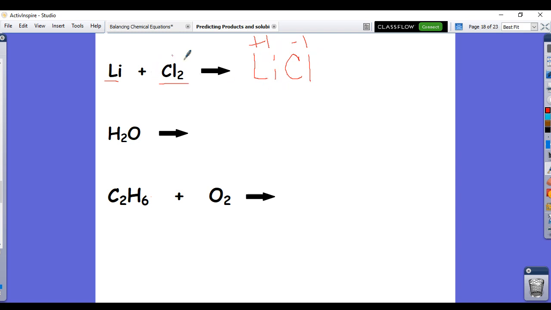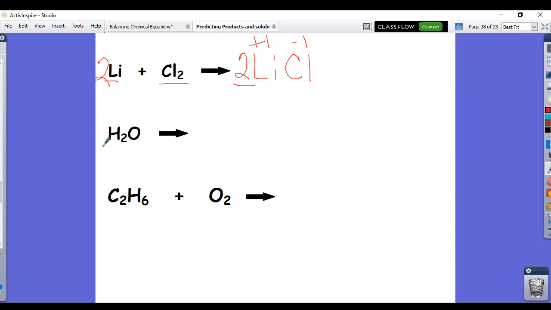Now we see that we do have 2 chlorines and there's only 1 chlorine. So I'm going to put a coefficient 2. So now that means we have 2 lithiums and 2 chlorines. And over here we only have 1 lithium. So I'm going to put a 2 there.